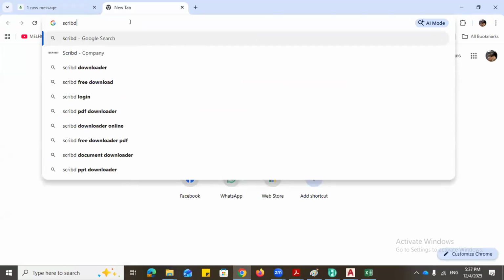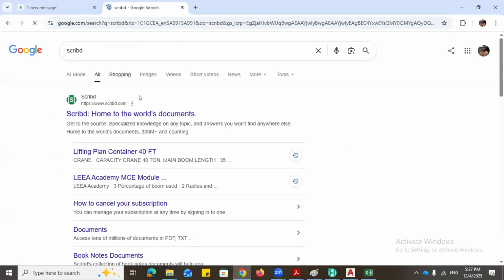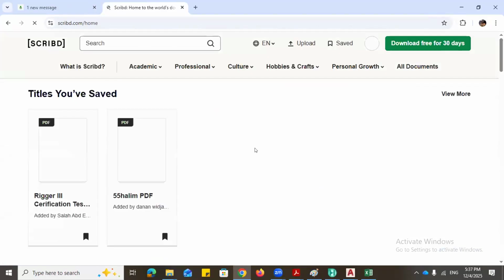Scribd. This website is a good website, but I'll just advise you, the money is small. I think 17,000 naira monthly. You can start for free for the first month. Just go here, 17,000 naira. With that 17,000 naira, you'll be getting a lot of documents you need.